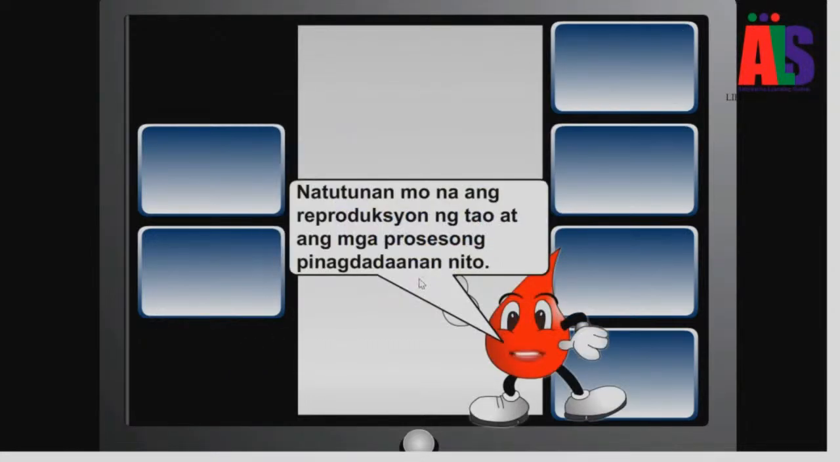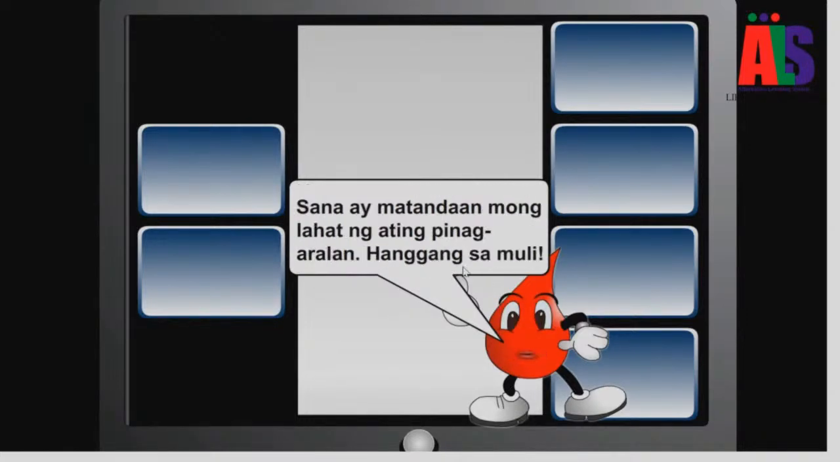Natutunan mo na ang reproduksyon ng tao at ang mga prosesong pinagdaraanan nito. Sana ay matandaan mong lahat ang ating pinag-aralan. Hanggang sa muli!